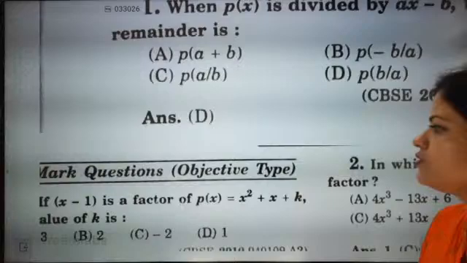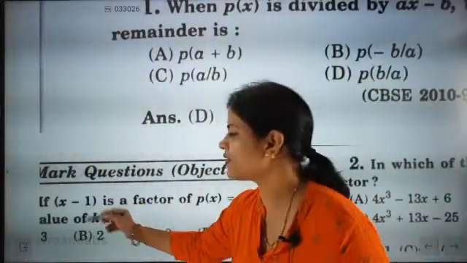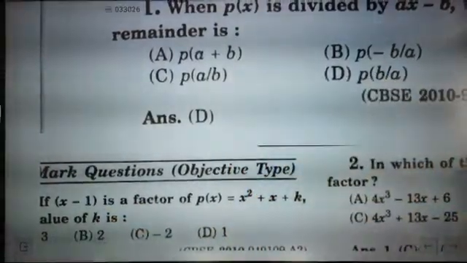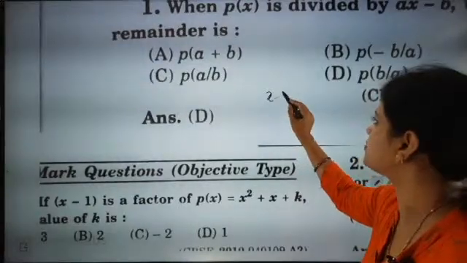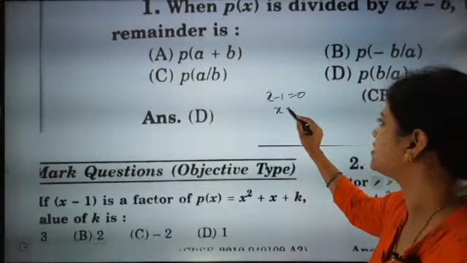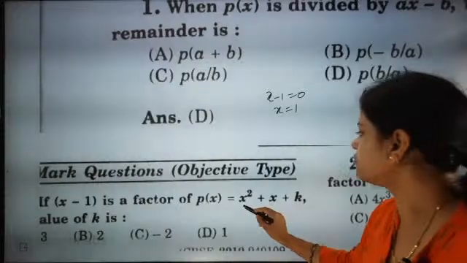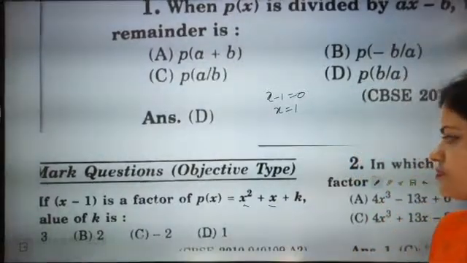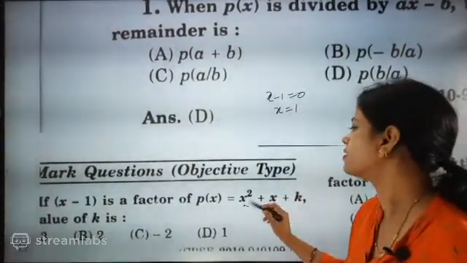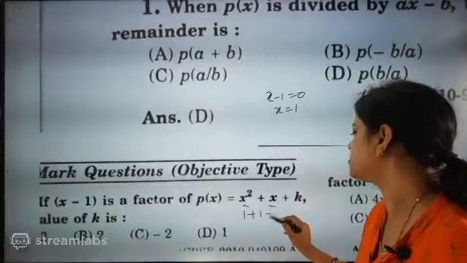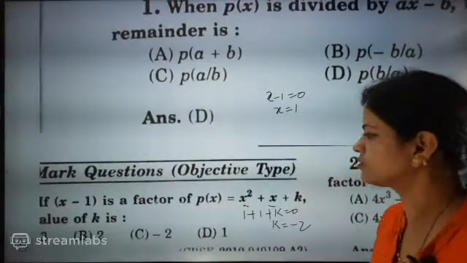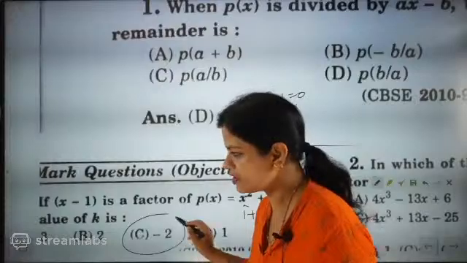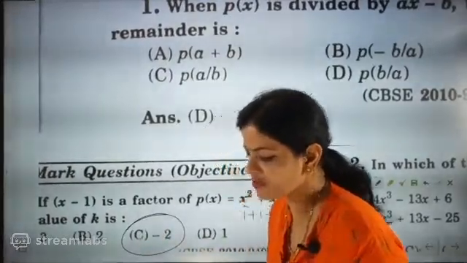Answer is C, absolutely, because you have to make x minus 1 equal to 0. So x minus 1 equal to 0, x is coming as 1. Substitute 1 here. Then 1 plus k equal to 0, so k will be equal to minus 2.